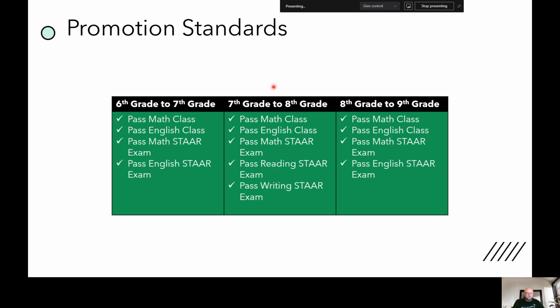7th grade is a little bit different. 7th grade has 5. Math class and English class, just like the other grades. Math STAR, just like the other grades. So that's 3. And then instead of having 1 English exam in 7th grade, students have to take both a reading and a writing STAR exam. That makes 5 requirements, or standards, if you will, for a student to go from 7th grade to 8th grade. I'll leave this up on a screen here for just a second.